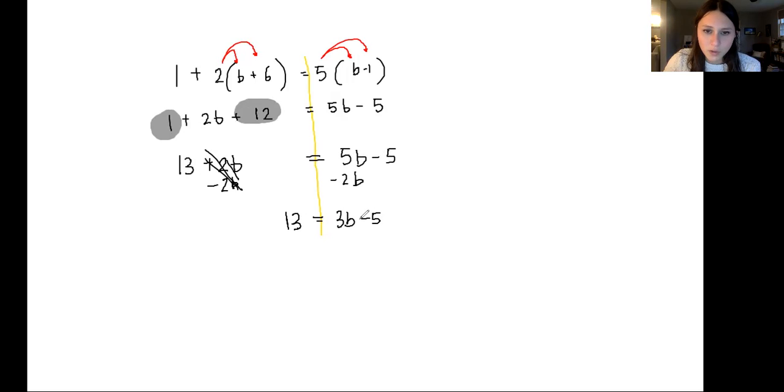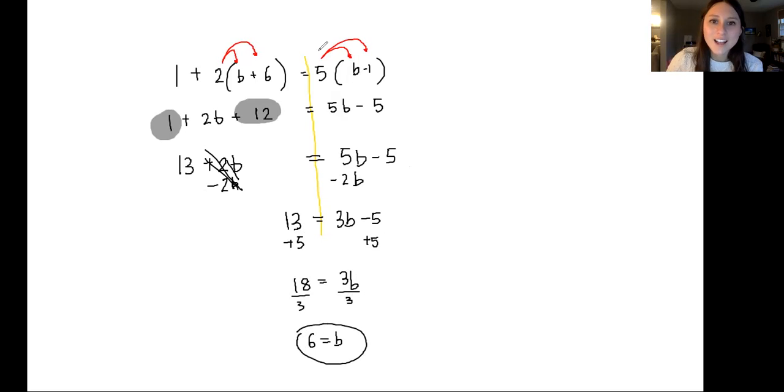There's no like terms with 3b. I have negative 5 and 13. Those are like terms. So let me add 5 on both sides. Now I have 18 equals 3b. The last thing I'm going to do is divide by 3 on both sides, and I'm left with 6. 6 equals b. All done.